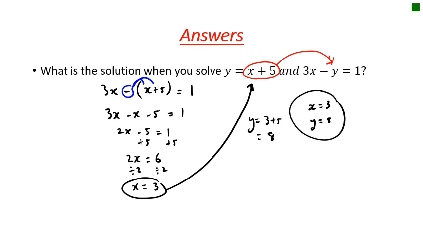They're my solutions. I'm going to put them into here just to see if it works. 3 lots of x, which is 3, take 8, which is y, must equal 1. 3 times 3 is 9, 9 take 8 does equal 1, and therefore I'm correct.